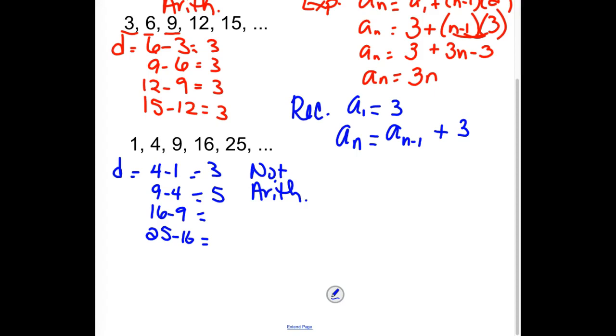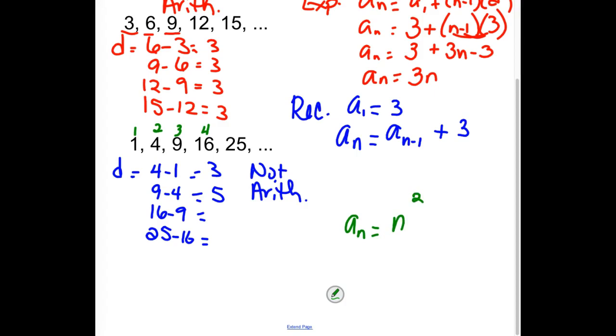Anybody know what the pattern is on this one? It's the perfect squares, right? So when n is 1, 1 squared is 1. When n is 2, 2 squared is 4. 3 squared is 9. 4 squared is 16, right? We're just taking the position it's in and squaring it.